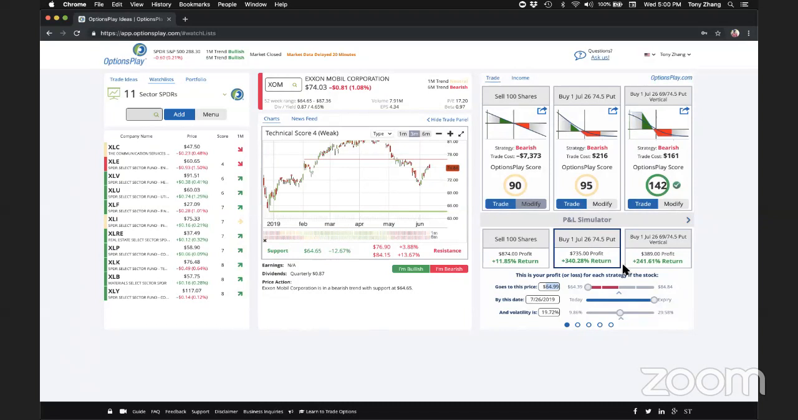So buying that put will give you that higher return, 340% return if the stock does move down to 65. Highly unlikely, but in the event that happens, the put option will give you that better return. But the overall better risk to reward is going to be these put verticals.